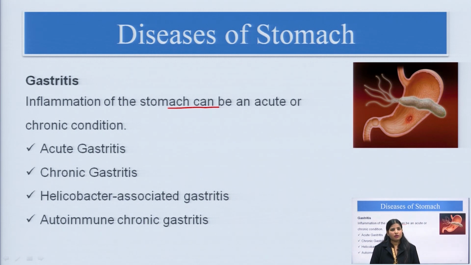Autoimmune chronic gastritis. Autoimmune chronic gastritis means our immunity, our cells which are for our defense, are damaging the gastric layer. They are damaging the stomach wall and causing inflammation in the stomach, and the reasons are unknown. But we have seen some patients suffering from autoimmune diseases like diabetes or other autoimmune diseases, and they are also suffering from gastritis.